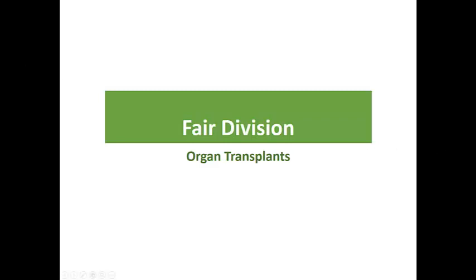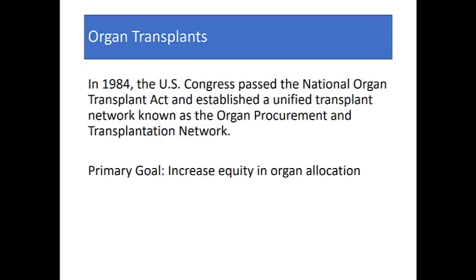In this video, we'll be taking the topic of fair division to the notion of organ transplants. In 1984, the U.S. Congress passed the National Organ Transplant Act and established a unified transplant network known as the Organ Procurement and Transplantation Network. The primary goal was to increase equity in organ allocation.